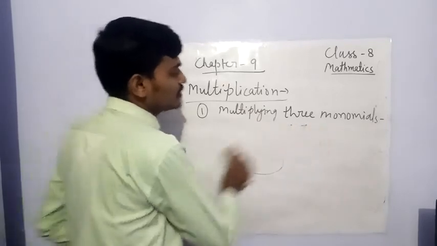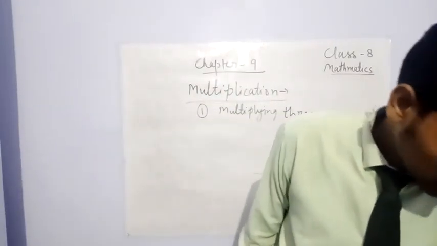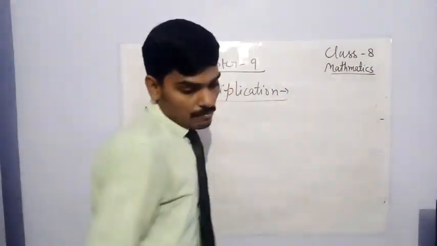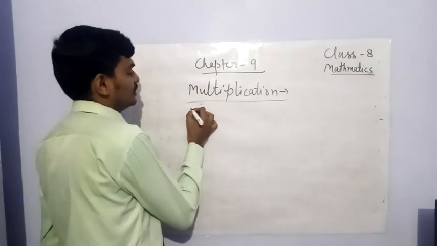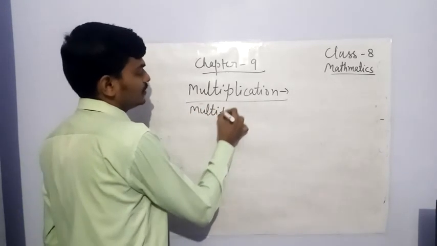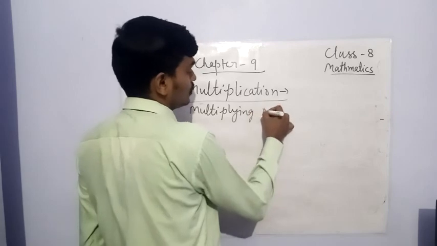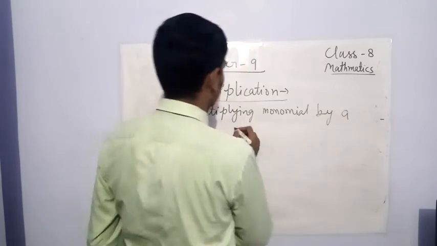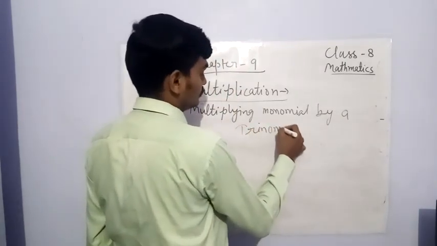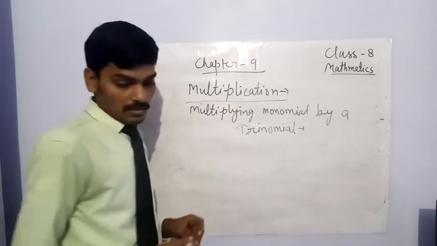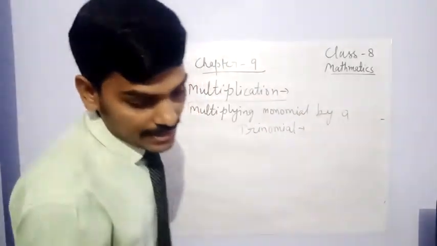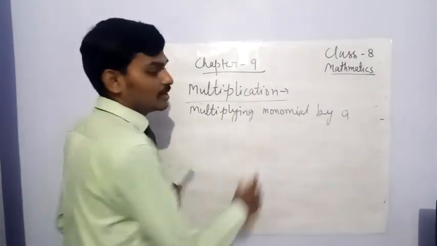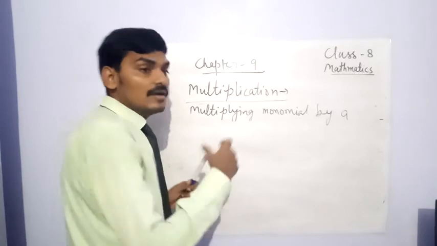Now come to the next point. Next one is multiplying a monomial by a trinomial. You have to multiply a monomial by a polynomial, not trinomial, polynomial. A polynomial can be a monomial, binomial, trinomial.